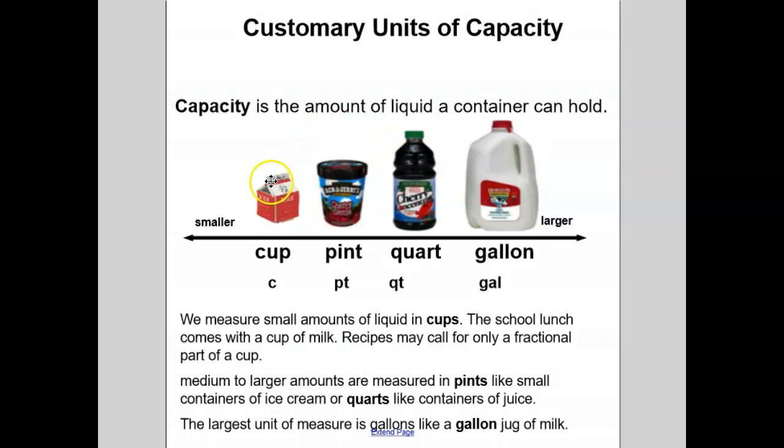To measure medium or larger amounts of liquids, we use pints or quarts. So small containers of ice cream or small containers of juice are pints. And a little bit larger quarts are also standard units of capacity that we use to measure medium amounts of liquid, like a pitcher of lemonade. When I consider quarts, I think of a pitcher of lemonade or a jug of juice in my fridge. Those are measured in quarts, medium amounts of liquid.